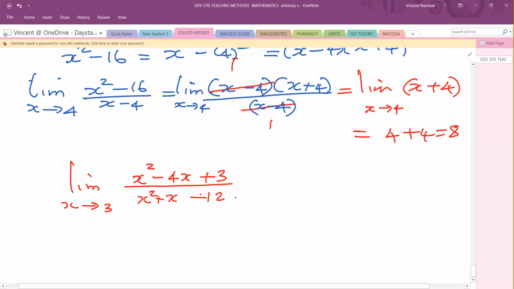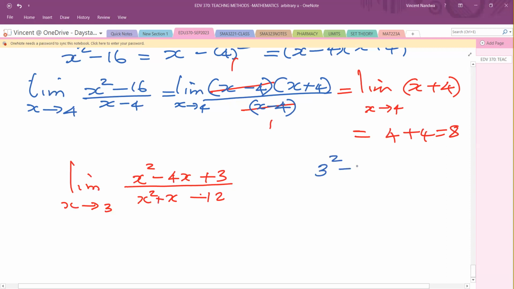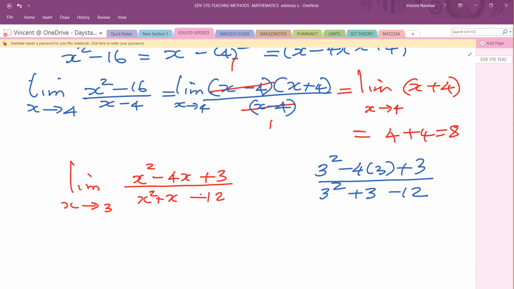Kitu cha kwanza, before you start to think of factorization ama rationalization, weka kwanza x values uone kama inapata jibu ama inapatia 0/0. Sawa? Sasa we direct substitute first to see what is happening. So kutakuwa na 3 squared minus 4 times 3 plus 3 divided by 3 squared plus 3 minus 12. Sasa hebu tumia calculator uniambie hii inatupatia nini? Because 9 plus 3 is 12 here. So this is 0, here it is 0, sindio? So undefined, which means you cannot get your limit by direct substitution.